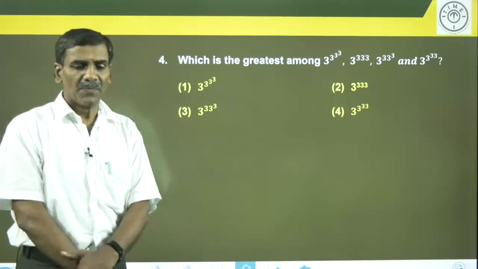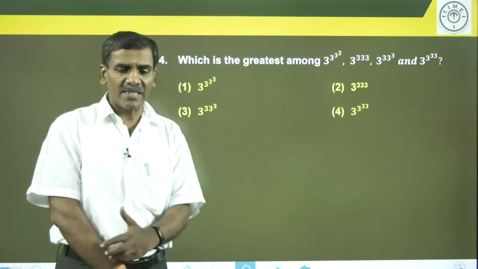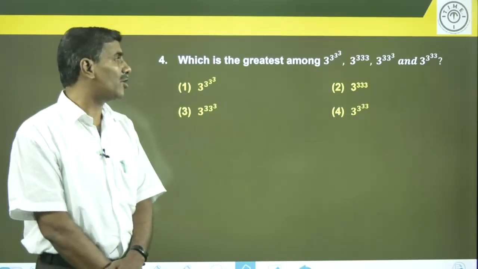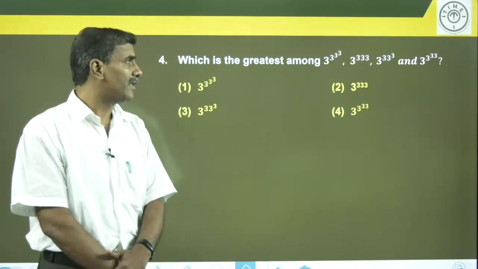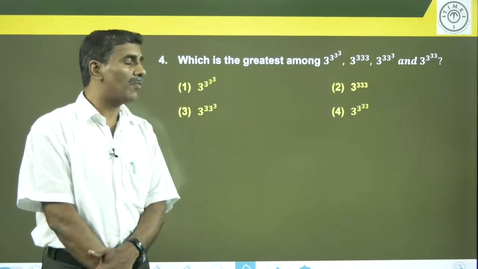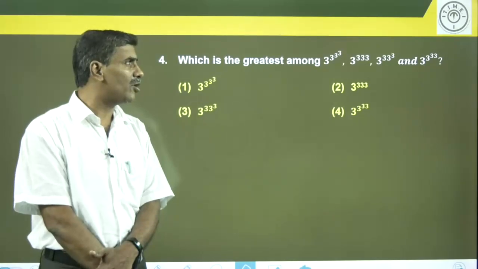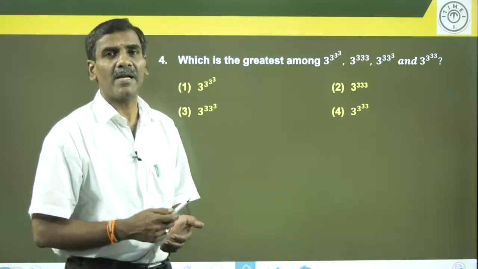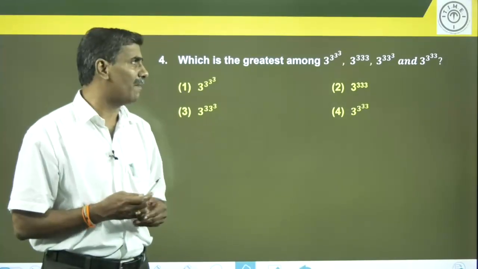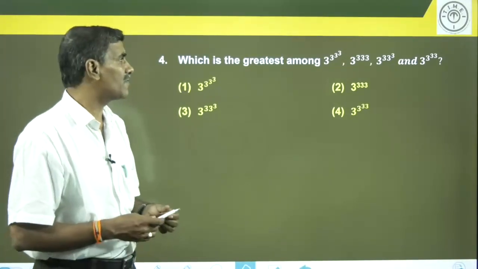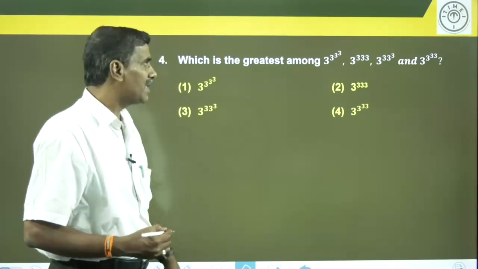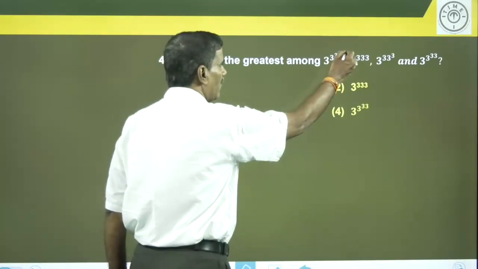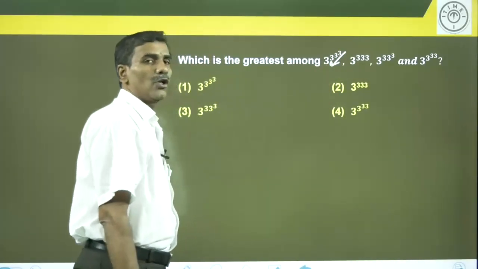This is dealing with different ways of representing the same number. Which is the greatest among 3 to the power of 3 to the power of 3 to the power of 3, then 3 to the power of 333, 3 to the power of 33 cube, and finally 3 to the power of 3 to the power of 33? We have the same number 3 repeated in different forms, and we have to make the comparison. The first number is already in the form of ladder steps, so we will be calculating its value coming from top to bottom.